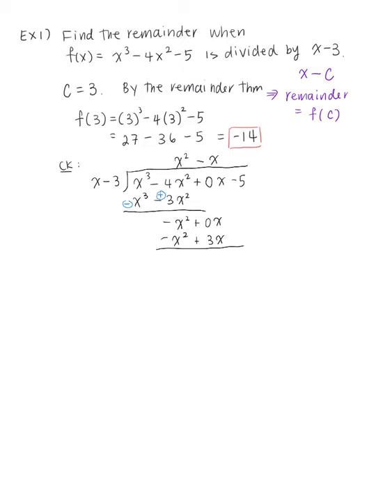Okay, draw the line, change the sign. So then here you're going to have minus 3x. We've got to keep going. Drop down that negative 5. So now what do we need to do? What times x is going to give us negative 3x? So that will be negative 3. So you're going to have negative 3x and then plus 9. Draw the line, change the sign on the bottom, and then you add vertically. And look, your remainder is going to be, I mean negative 14. So it matches.